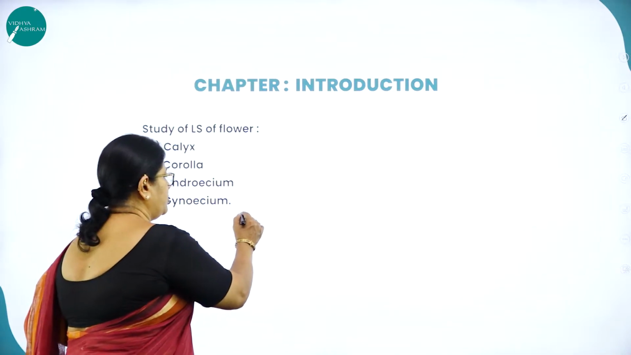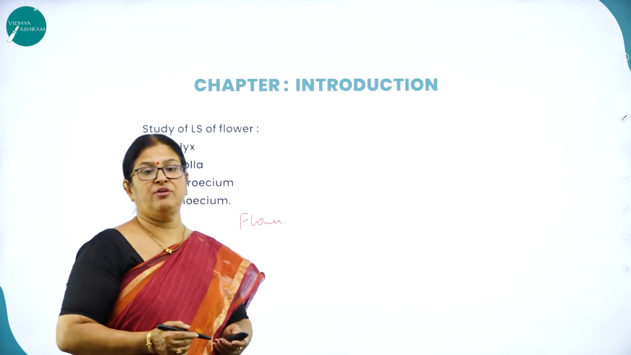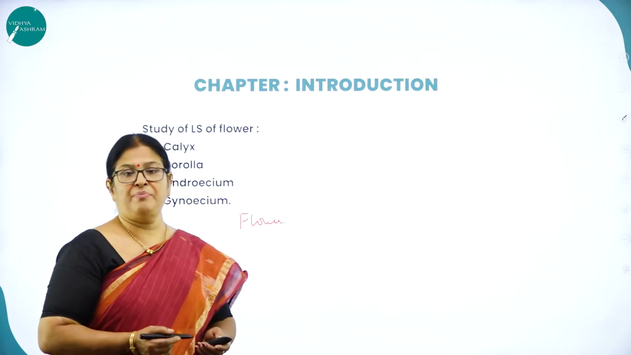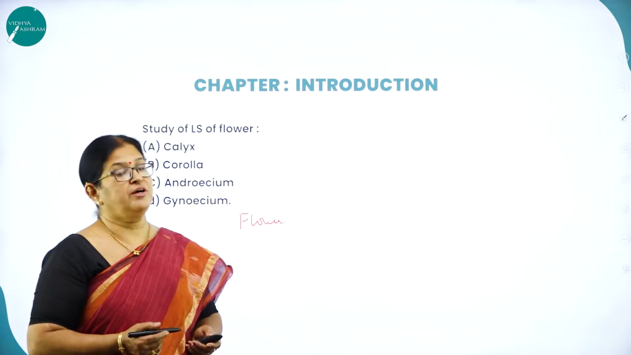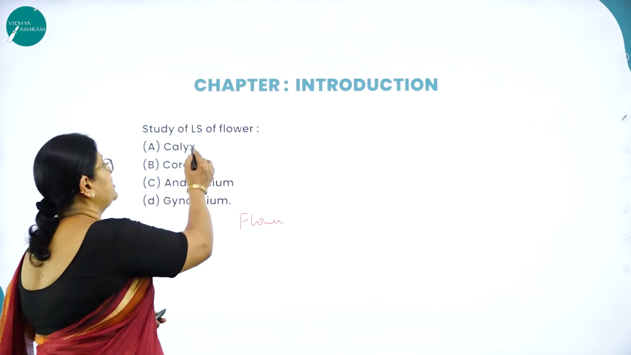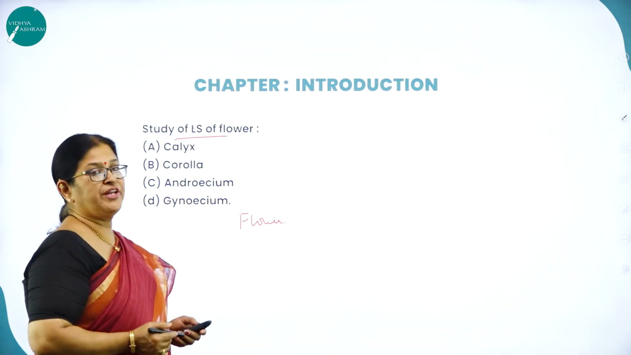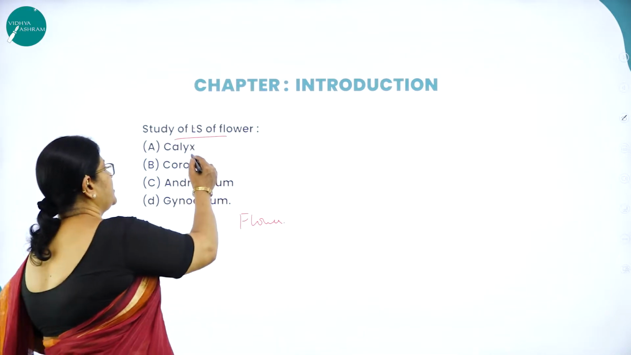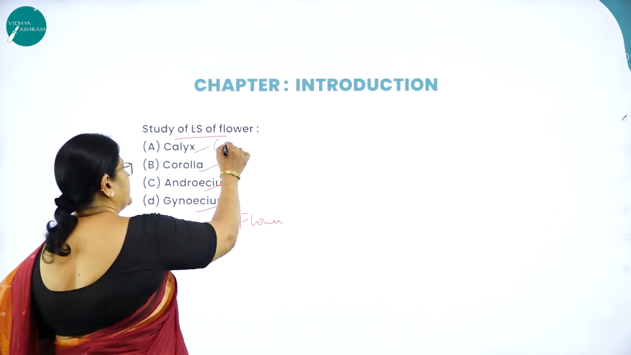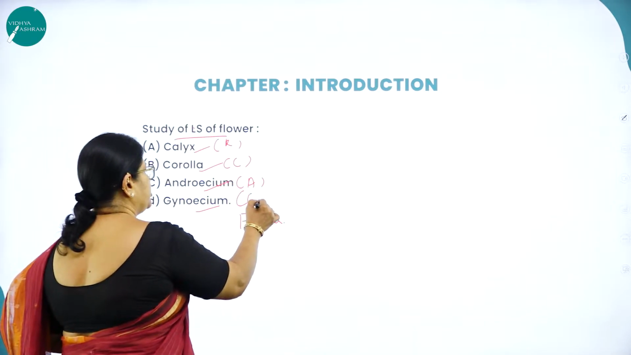So all of us know flower. Flower is a fascinating organ of angiosperms, and it is a modified shoot of a plant body which is meant for reproduction. And when we study the structure of a flower, the longitudinal section of a flower, we come across 4 very important parts of a flower, that is calyx, corolla, androecium and gynoecium. Calyx we write as K, corolla as C, androecium A and gynoecium G.